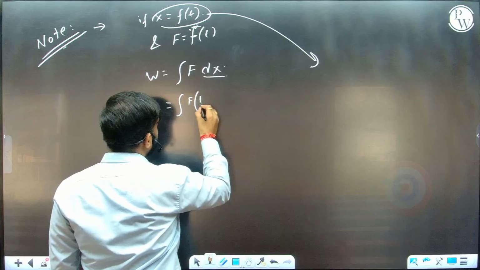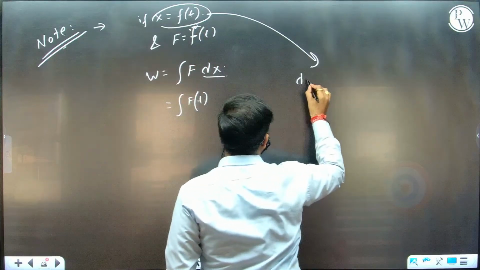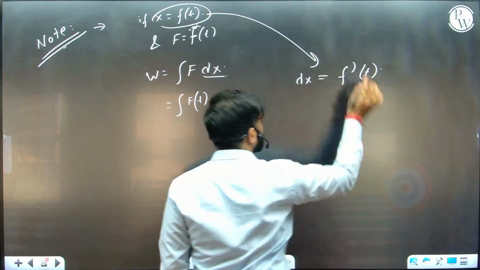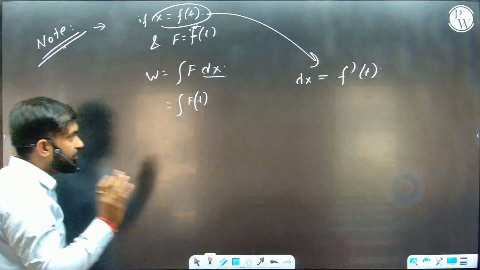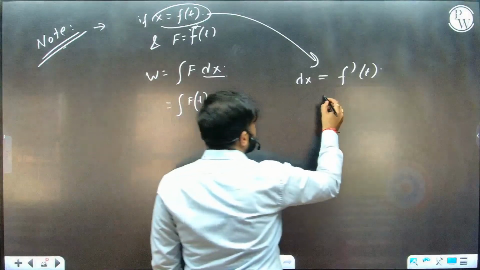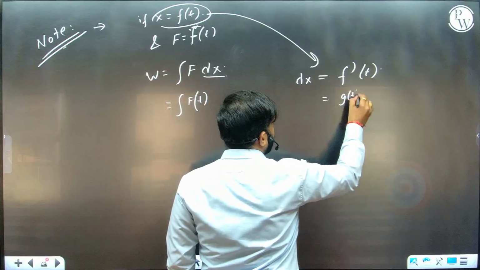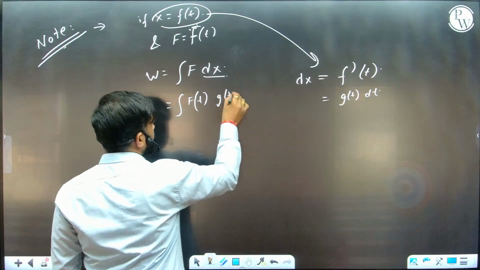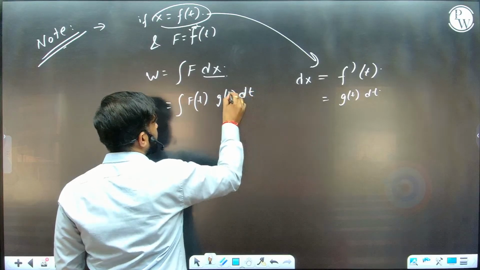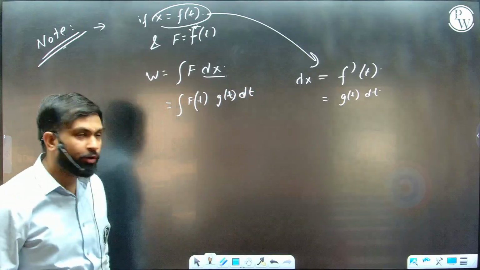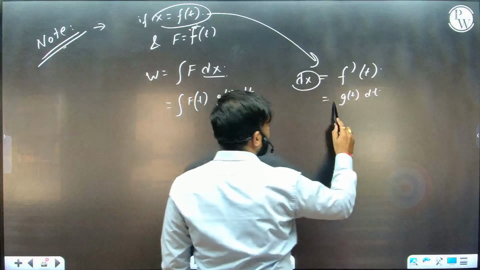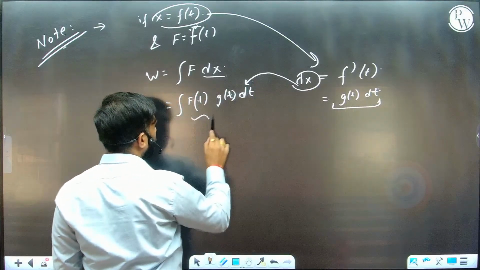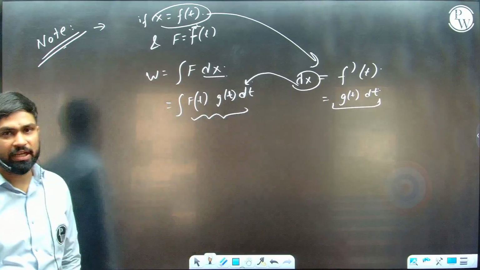The force as a function of time and differentiate your dx. So dx will be f dash t, or the differentiation of f of t. It will be some function of time, and in this it will be some g of t into dt. So you put it here, g of t and dt. My point is, you differentiate the dx and get it as a function of dt and then put it here. Now the whole integration is a function of time, so you can solve.